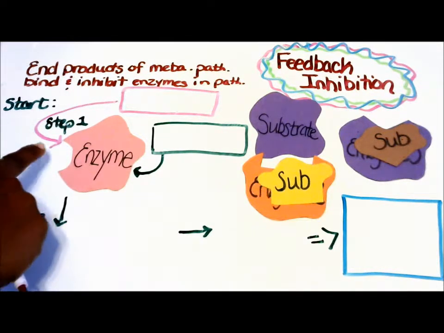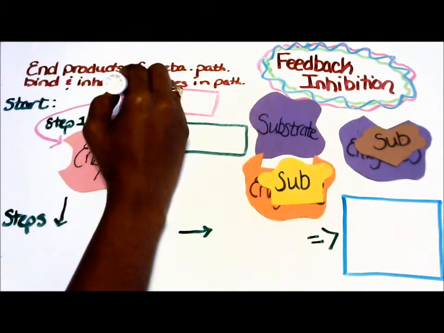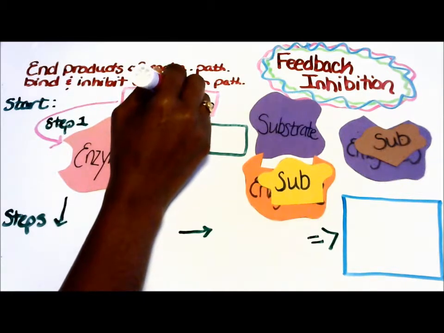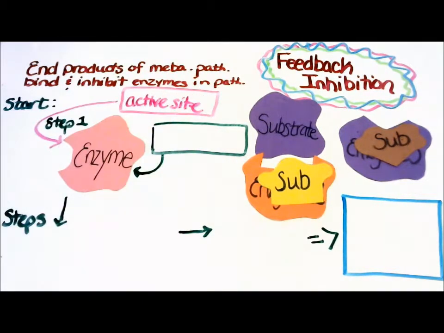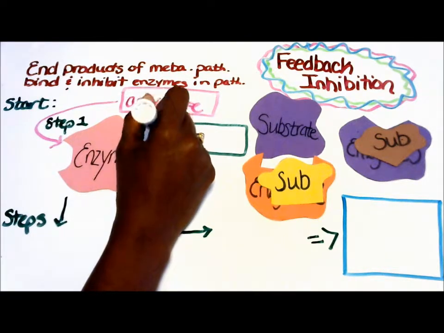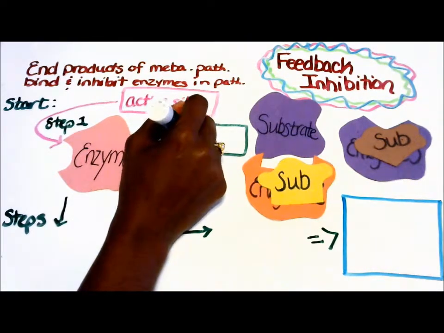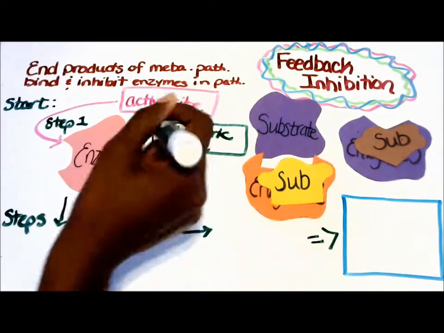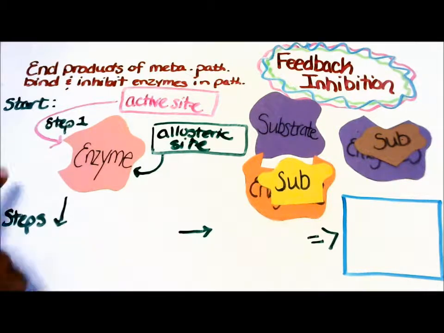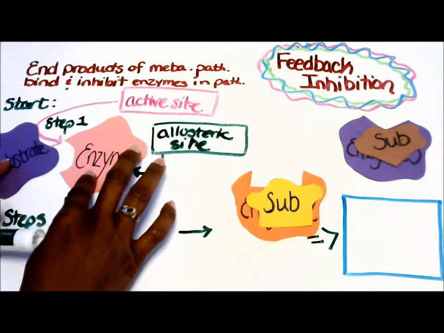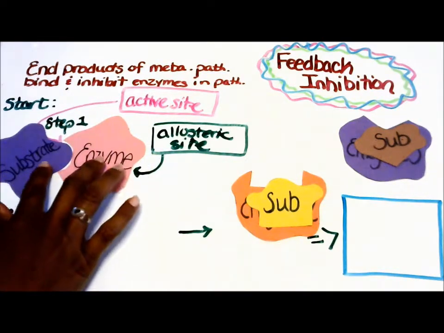Here we have our active site. And here we have our allosteric site. What happens in step number 1 is that the substrate binds to the active site.